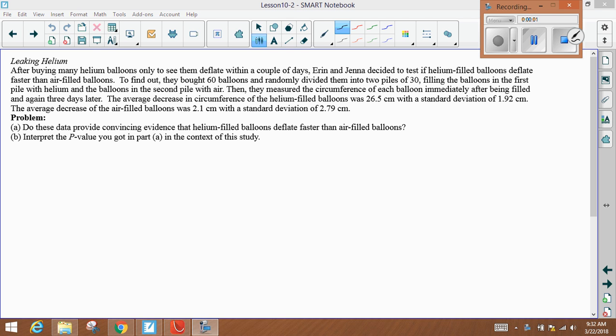So these kids decided to do statistics on balloons. Yay! All right. The average decrease in circumference, and we're talking about decrease in circumference. Okay. All right. Let's do inference.